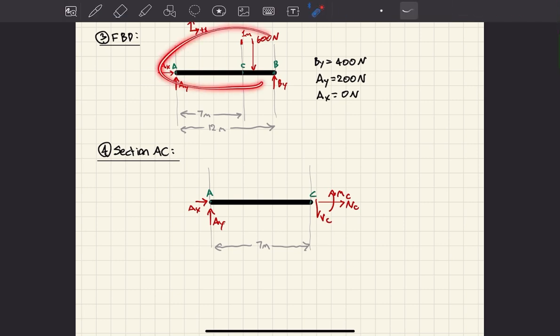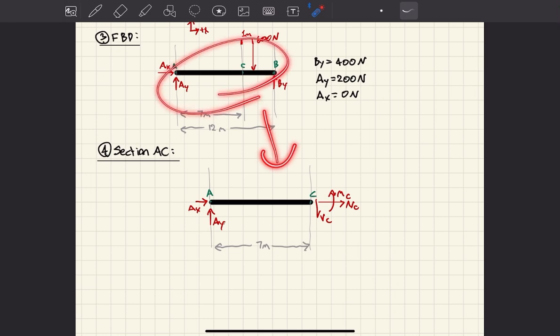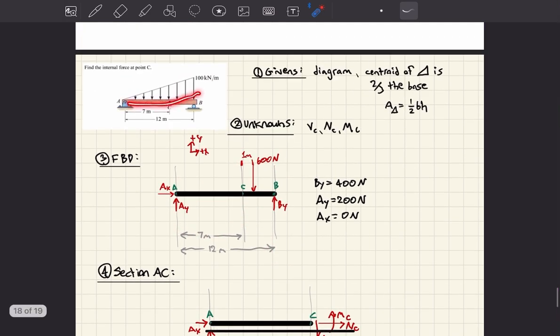What are we missing from this diagram up here? Well, you might just jump across, oh, no, there's nothing. But if you scroll up, you see that we have this distributed load that we have to deal with. You have to remember that this isn't just done. We still have to account for this, because since we sectioned the beam, the distributed load is still acting on this part of the beam, right?